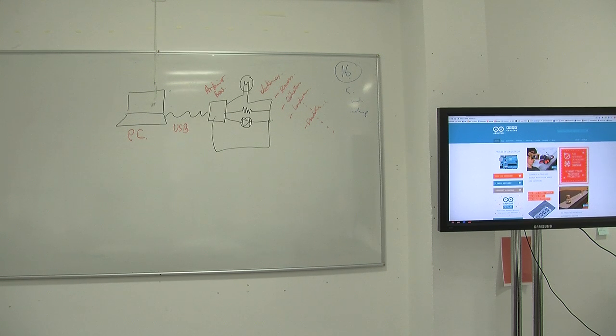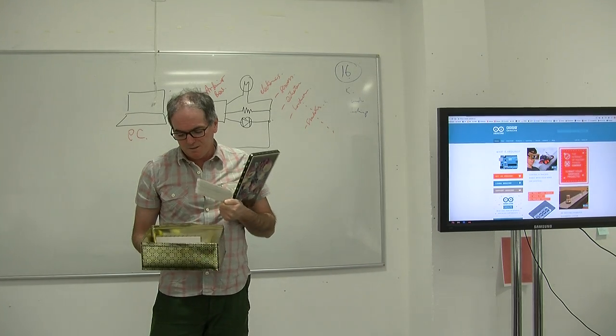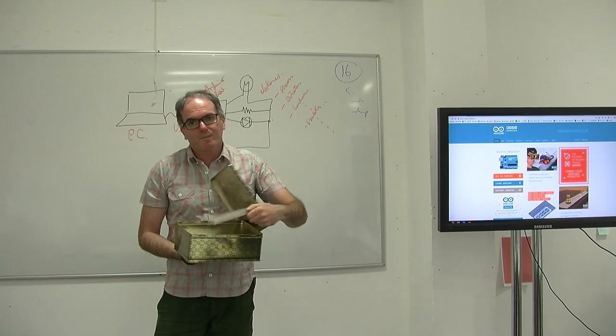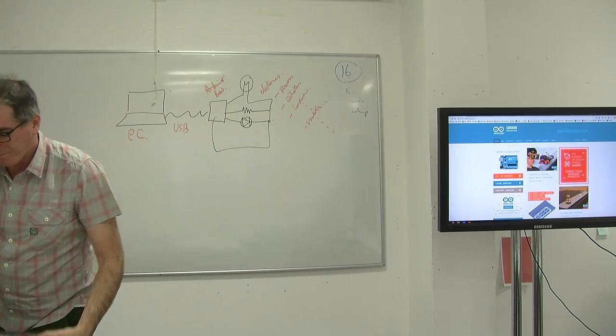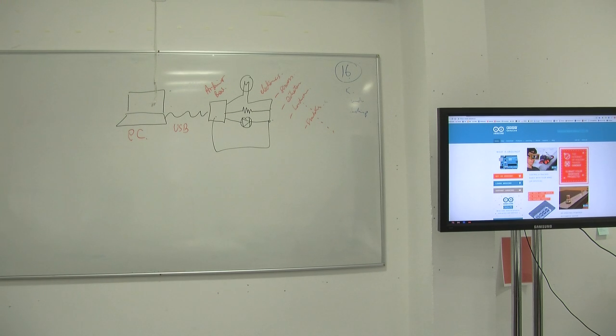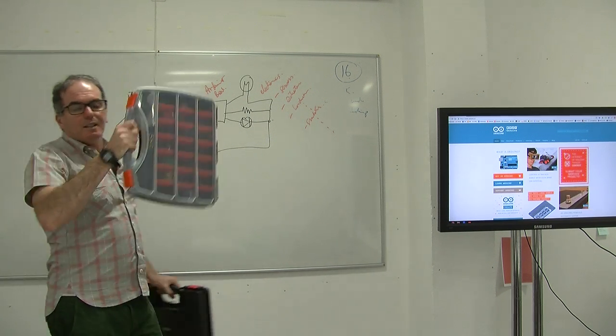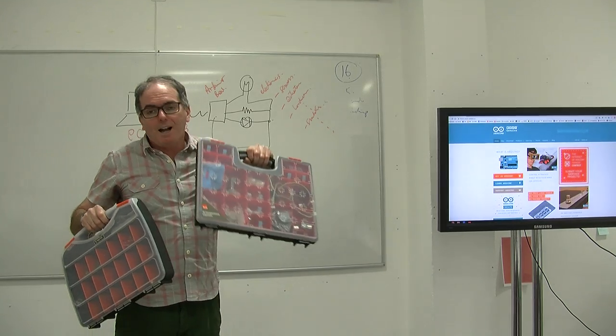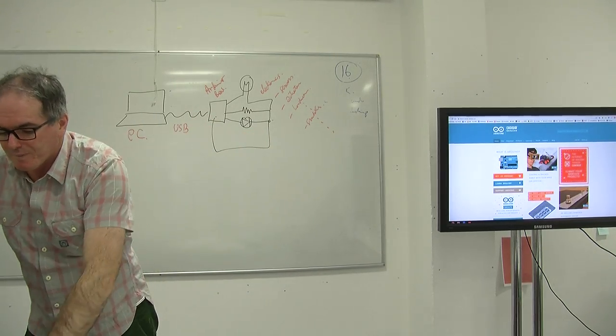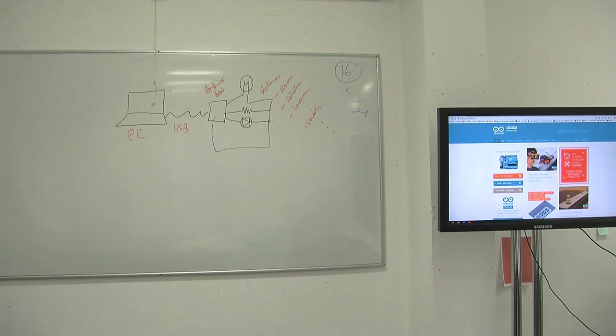Here is my collection of breadboards. They come in all sizes. I have a lot of them. And here is more electronics. Here you have a lot of LEDs. Here you have a lot of actuators and mechanical parts. And here you have my collection of resistors.